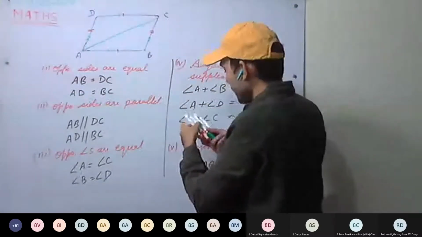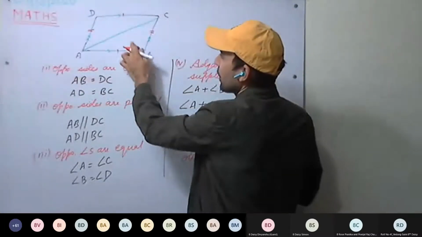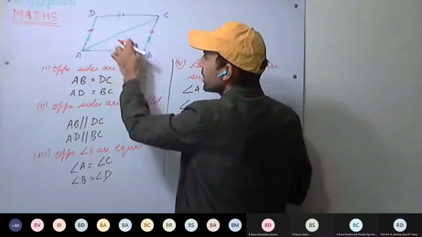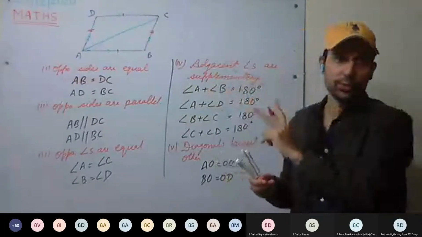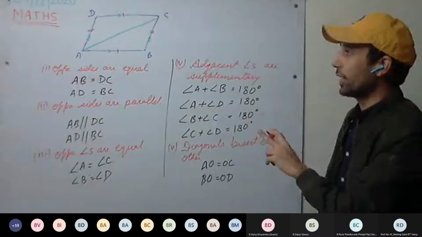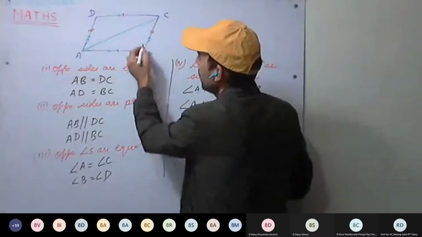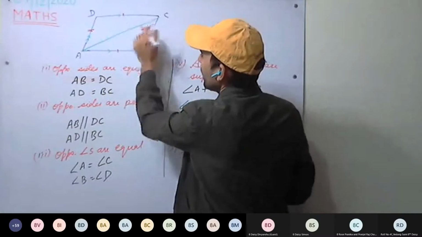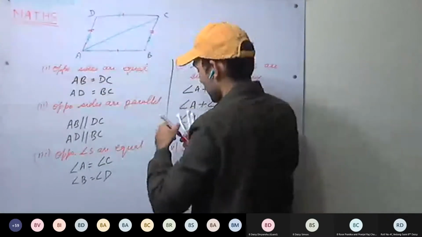Now see here. This is a parallelogram. One diagonal I have drawn. So the diagonal divides the parallelogram into two triangles, and these two triangles are congruent. We can say they are same triangles. Same how? This side is same as this side.